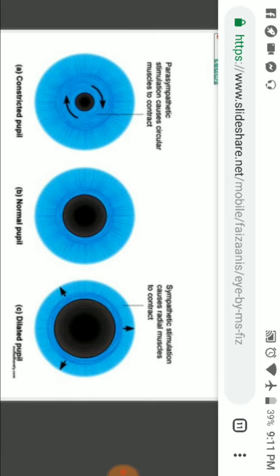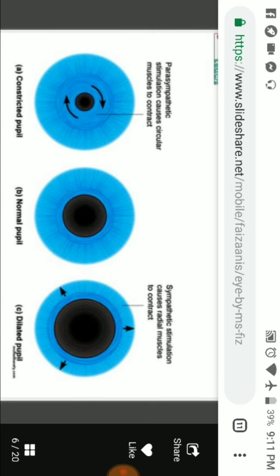Now I want you all to tell me in the comments: for example, you are in a fight or fright situation. What would be the condition of your pupil? Would it dilate or constrict? Tell me in the comments.